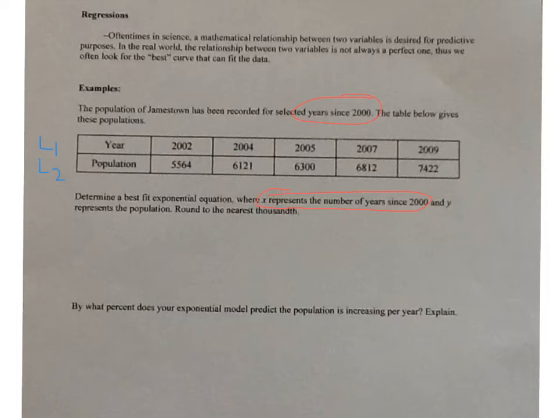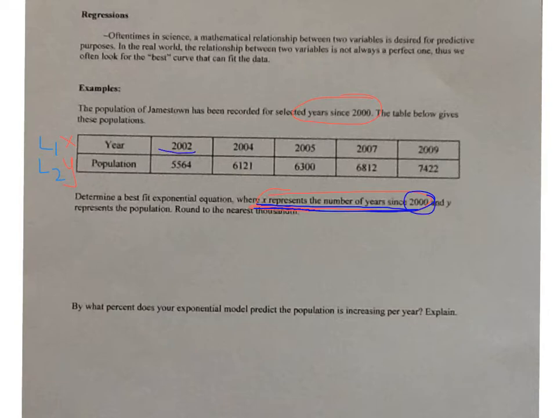Now, when you plug this into your calculator, list one will always be your X, and list two is always your Y. You have to be careful, super important: your X is the number of years since 2000.